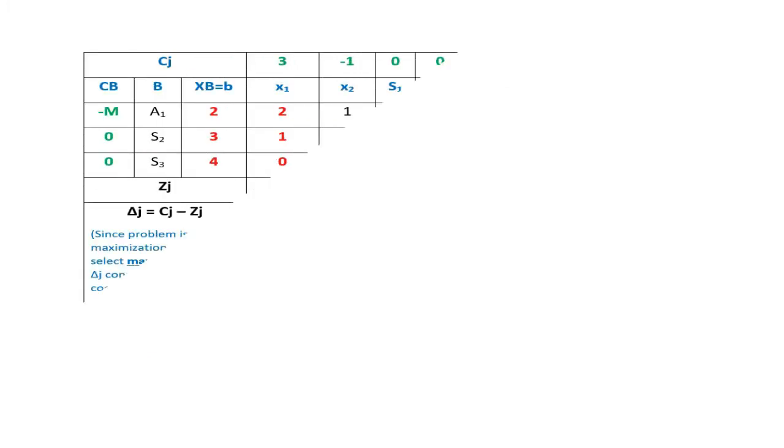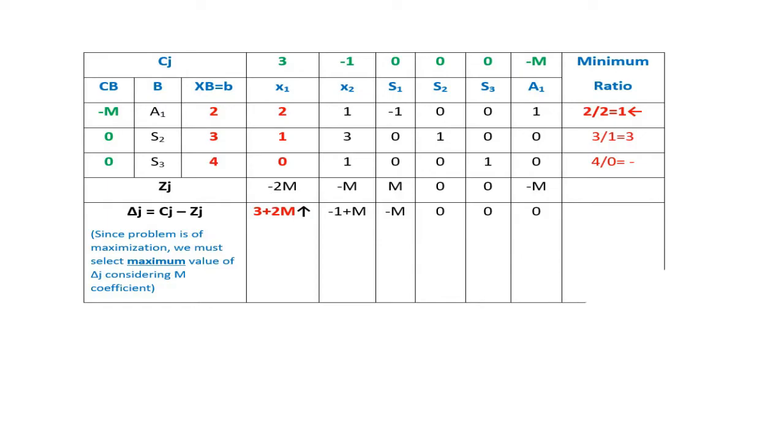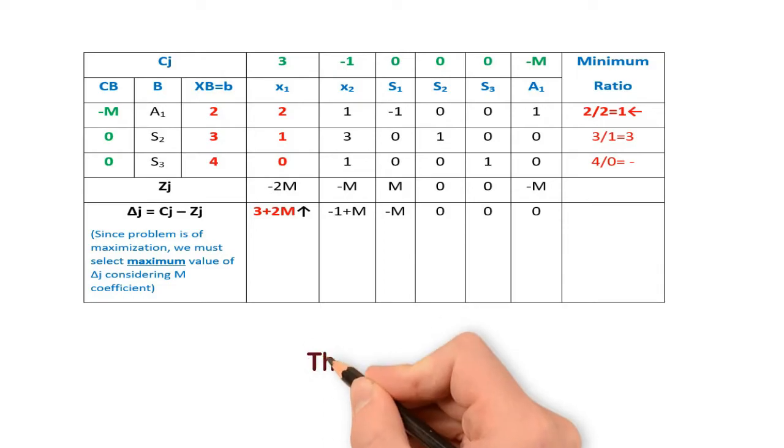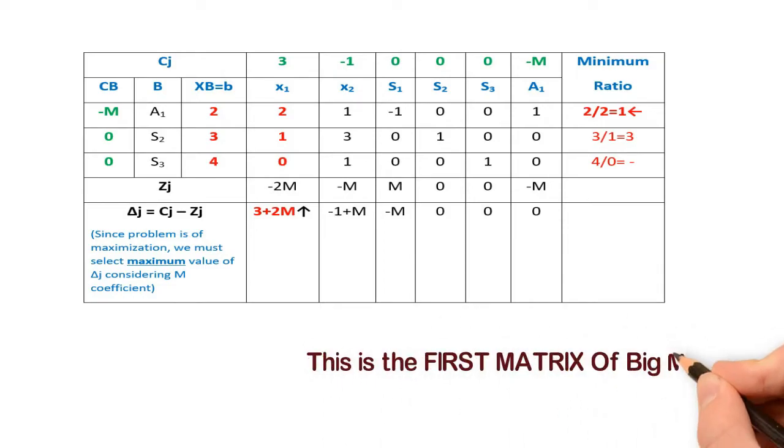Now next we have to calculate the values of minimum ratio. For that we have to consider the X1 column, because delta J value is maximum in that column, so you have to consider X1 column and XB, that is the B column. So minimum ratio is what? 2 upon 2, that is equal to 1. Second value is 3 upon 1 is equal to 3. Third value is 4 upon 0 is equal to infinity, so you have to put dash. So from this minimum value is the first one, that is 2 upon 2 is equal to 1. So this is our first matrix of the Big M method.